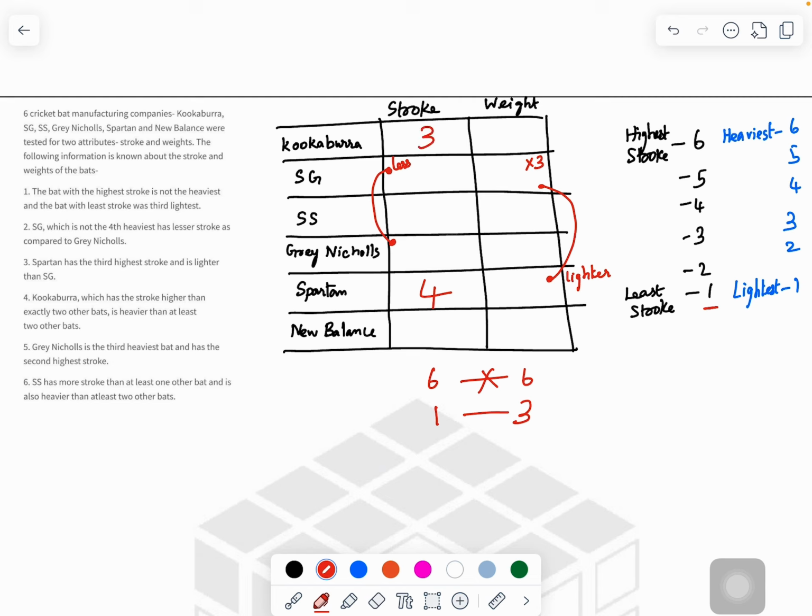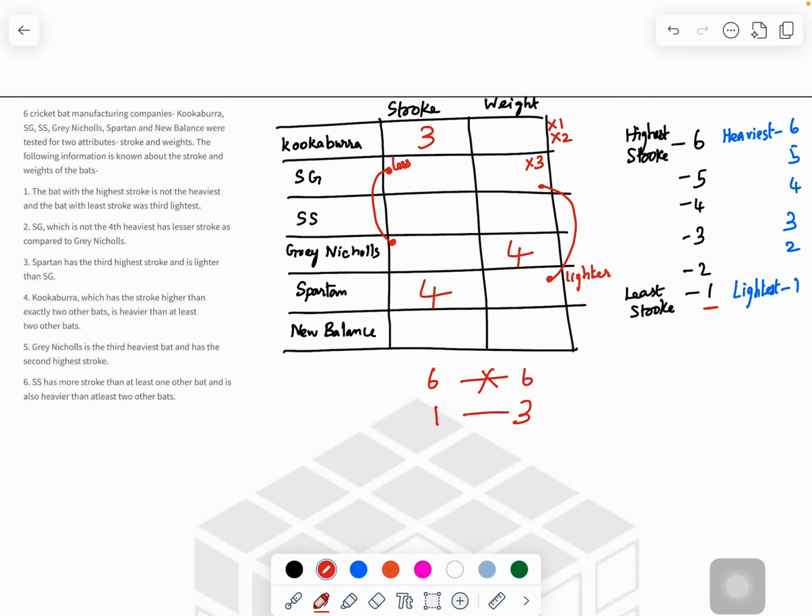We are going to fill the number 3 here, and it is heavier than at least 2 other bats. Heavier than at least 2 other bats means it is not among the first 2 lightest. It is definitely not among the least 2 of the bats. So the weight of the Kookaburra is definitely not 1, it is not 2. It may be 3, 4, 5, 6 at least. Okay. Now going to point number 5. Gray-Nichols is the third heaviest bat. First heaviest, second heaviest, third heaviest. So Gray-Nichols is the third heaviest bat, as in the number 4 I am going to write here.